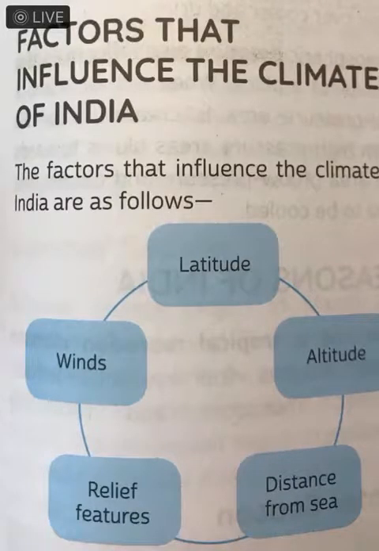Students, now we'll talk about factors that influence the climate of India. Children, in this chapter, we'll study these 5 factors. The factors that influence the climate of India are latitude, altitude, distance from sea, relief features, and winds. We will talk about all these factors briefly.